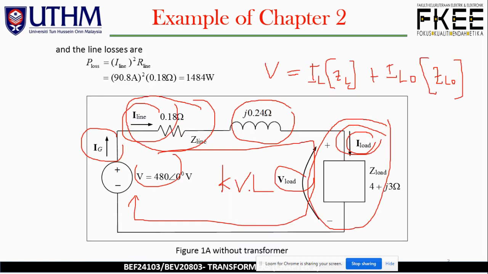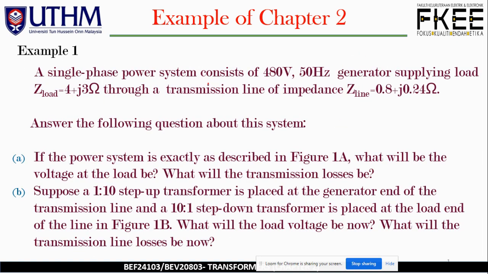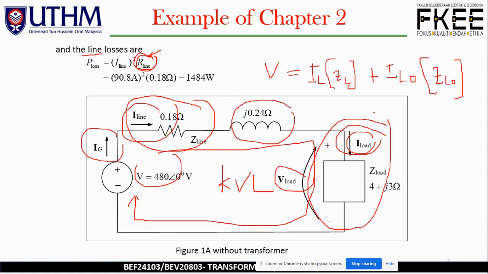And what about the line losses, the question asked in example 1? So I line squared times R line. Remember, these are the losses of the line. Since they occur at the transmission line, you just need to take the value of R, the resistance from the transmission line. What is the value? It is actually here. So just take the value of 0.18.